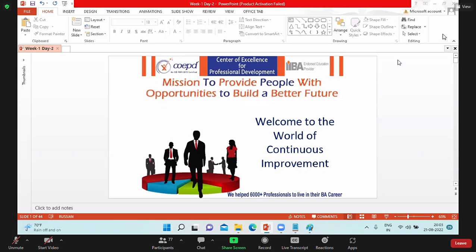What we have understood so far is what exactly business analysis is and who a business analyst is, what his roles and responsibilities are, and then we also understood the business process model.